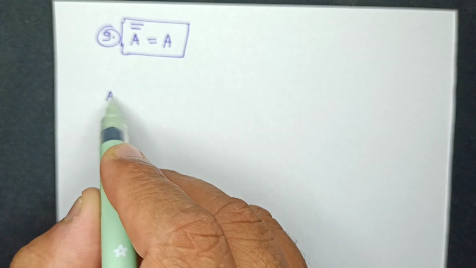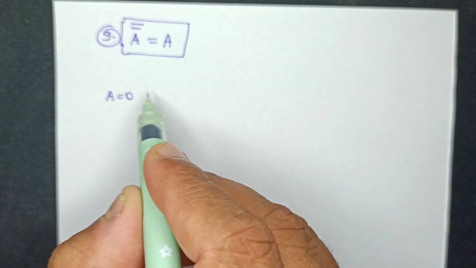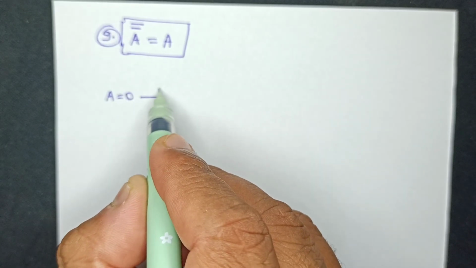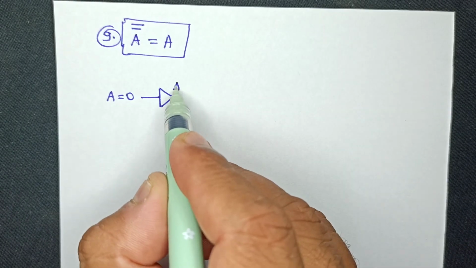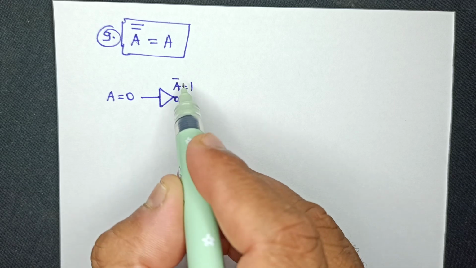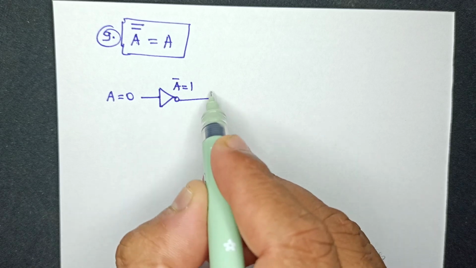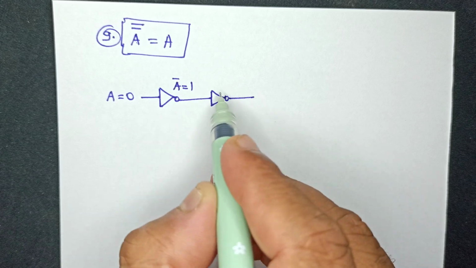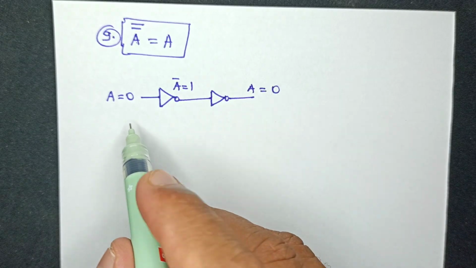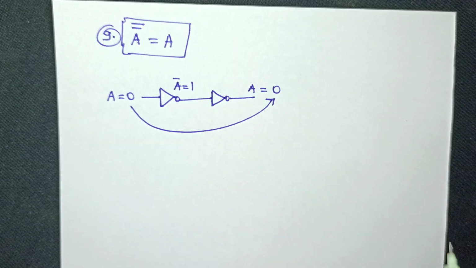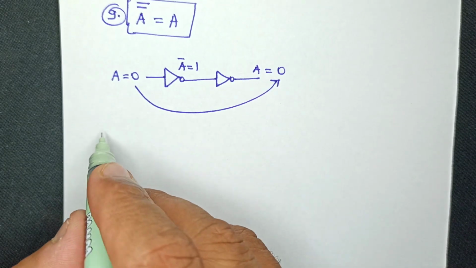So for example, let us take a variable a equal to 0 and supply this to an inverter gate. Clearly this will convert it to a is equal to 1, that is a bar is equal to 1, and if I again supply this as an input to the other inverter gate, this will complement the output, so we will get 0. As you can see, we have received the input that we had given.